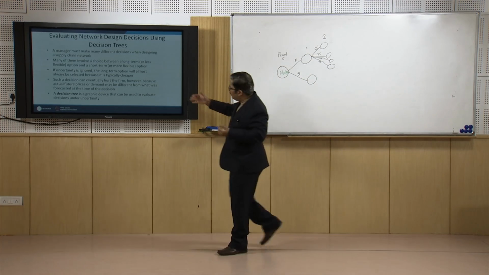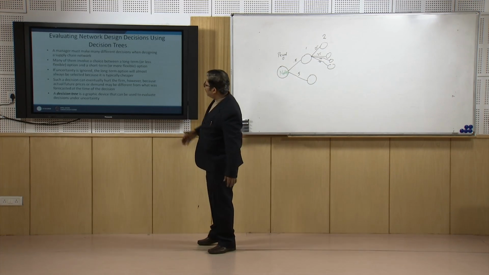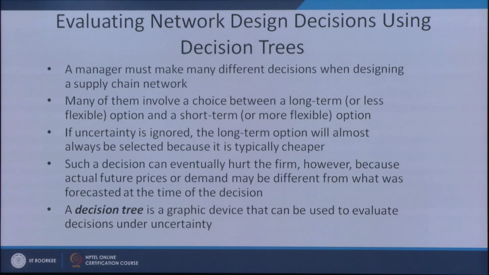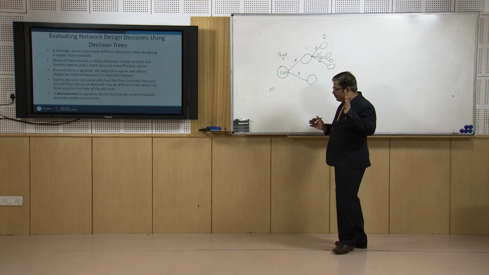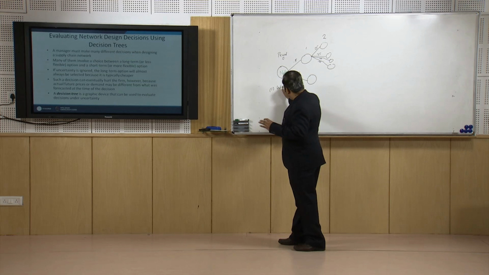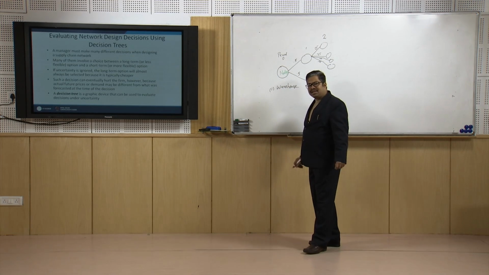Now let us see what this slide says: a manager must make many decisions when designing a supply chain network. So you need to make decisions. As a simple example, I want to develop facilities in my supply chain, and I am deciding about a warehouse. This is a facility to be developed in my supply chain.